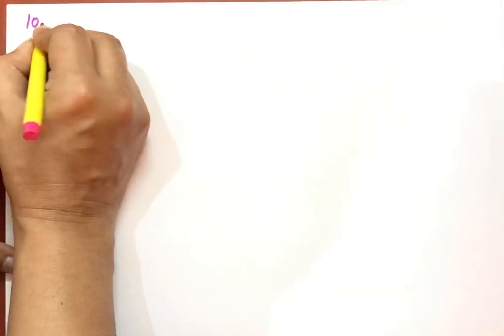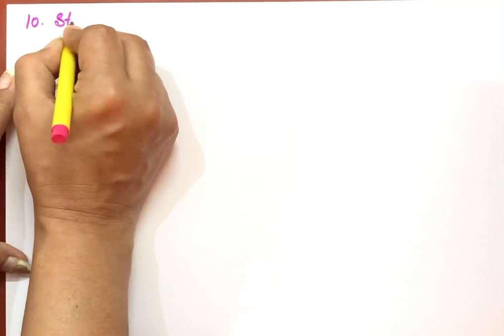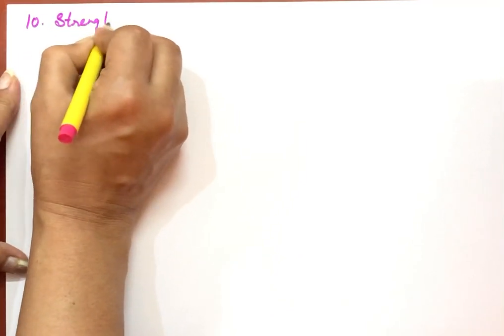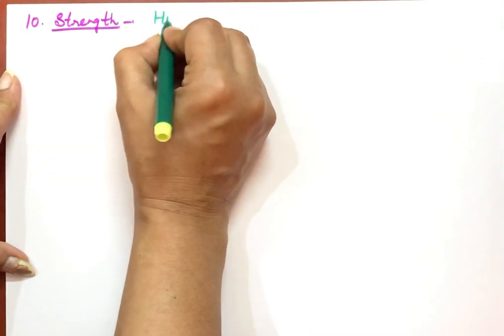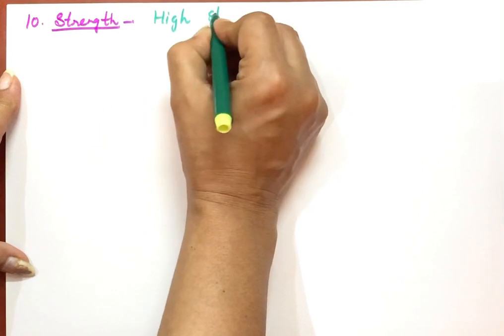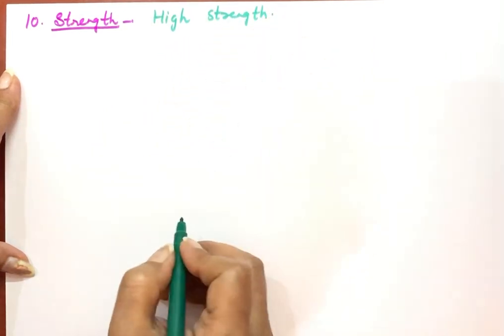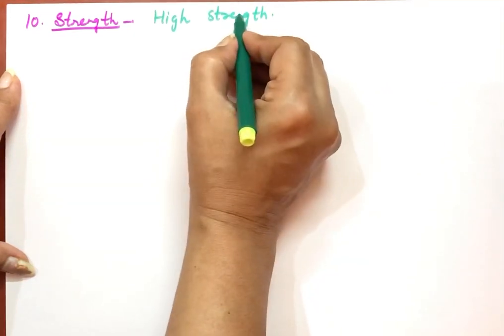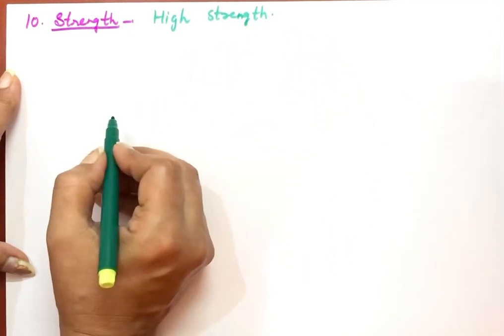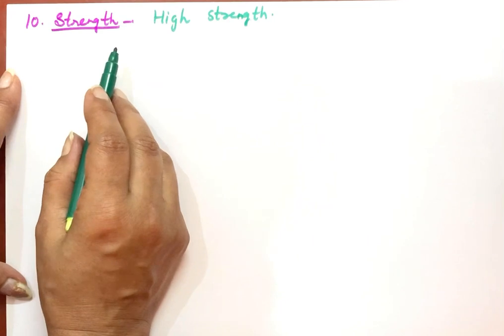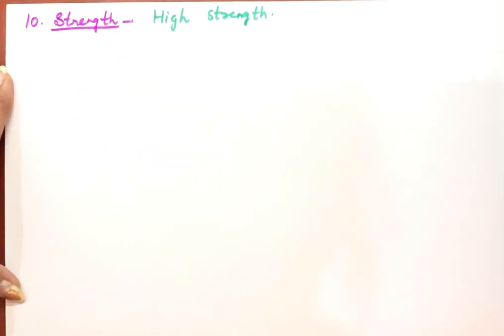The next property after sonority is strength. Metals are very hard, and because of the hardness of the metals, the strength of metals is very high. This is a reason why we use metals to hold large weights. We can store liquids in these containers. Large weights can be stored in metal containers because the strength of the metals is very high.